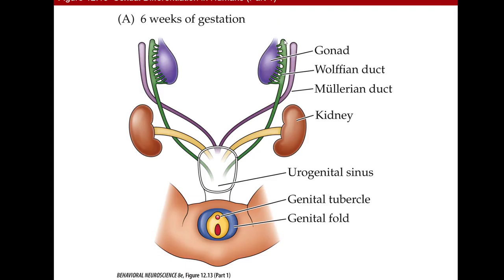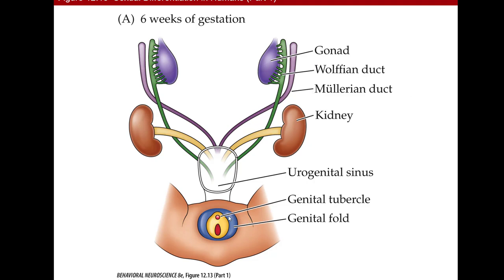Okay, so here we are at 6 weeks of gestation. So we're still in the embryonic stage here. You can see that we have an indifferent gonad, which at this point we can't tell if it's going to develop into a testis or an ovary. And you see we have Wolffian ducts and Mullerian ducts. The Wolffian ducts will develop in males and the Mullerian ducts will develop in females.